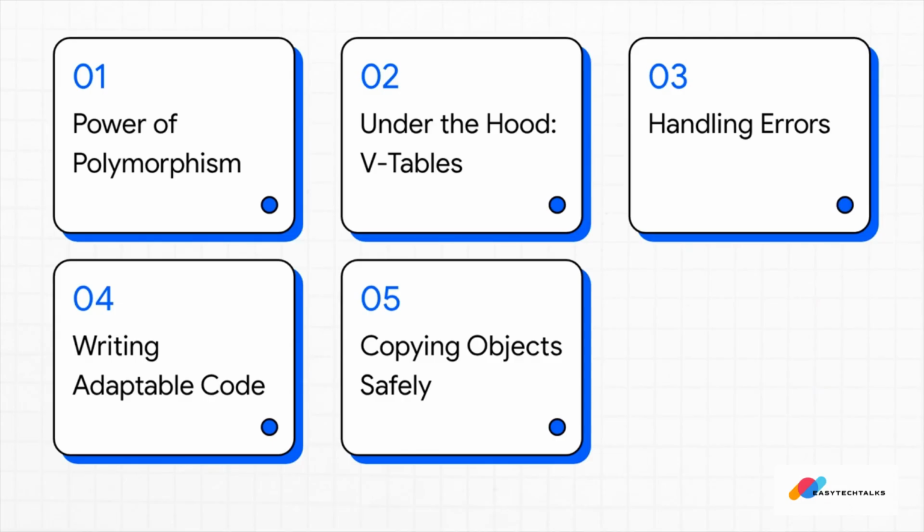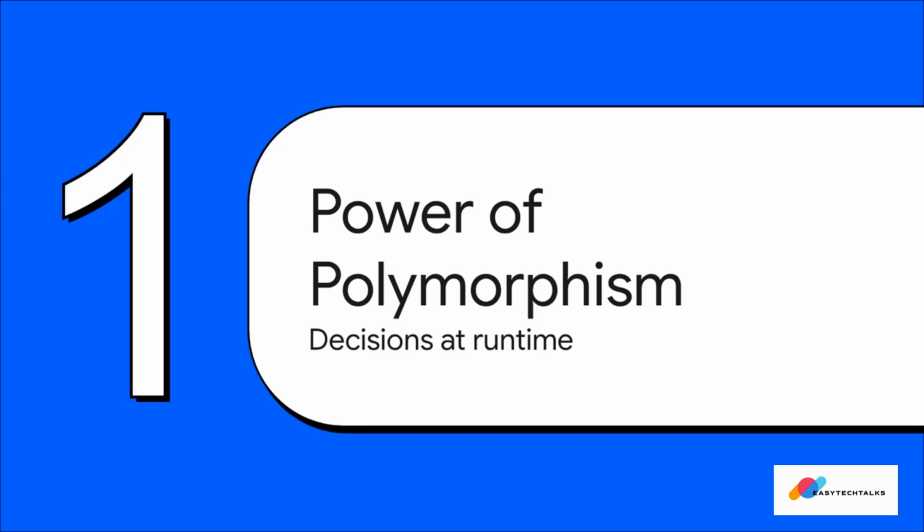So here's our game plan. We're going to start with the magic of making decisions at runtime. Then we'll peek under the hood to see how it all works. After that, it's all about building resilient code that doesn't break when things go wrong. Then we'll get into writing super adaptable logic and wrap things up by mastering how to copy objects without shooting yourself in the foot. All right, let's dive right into our first big idea, polymorphism.